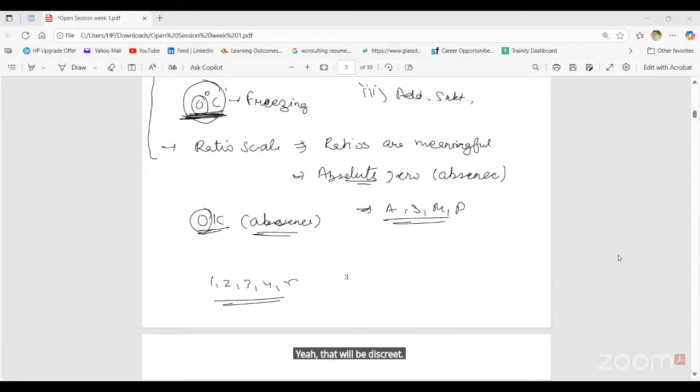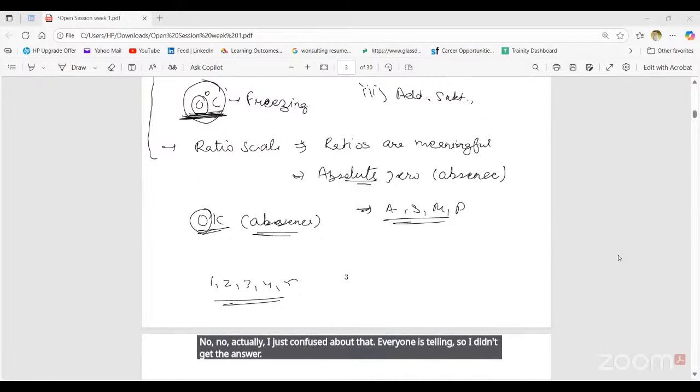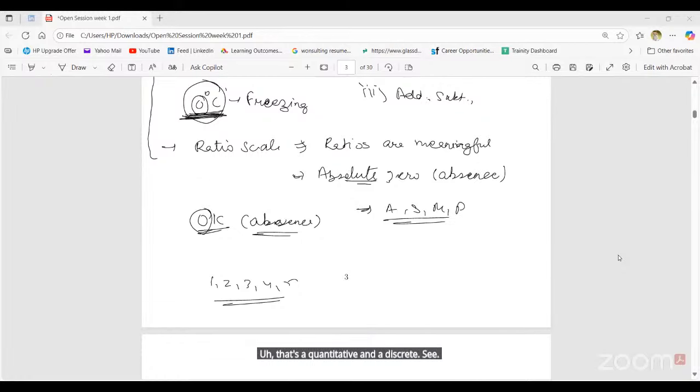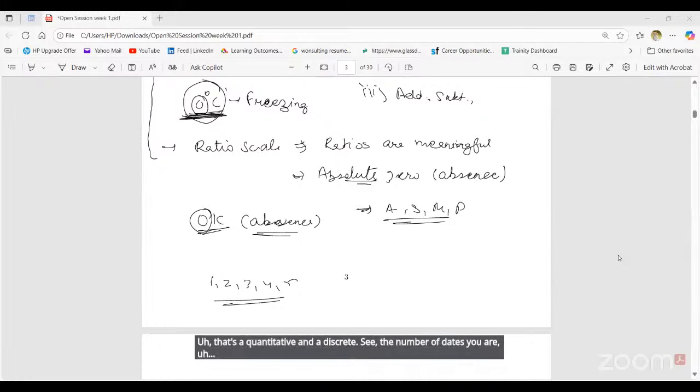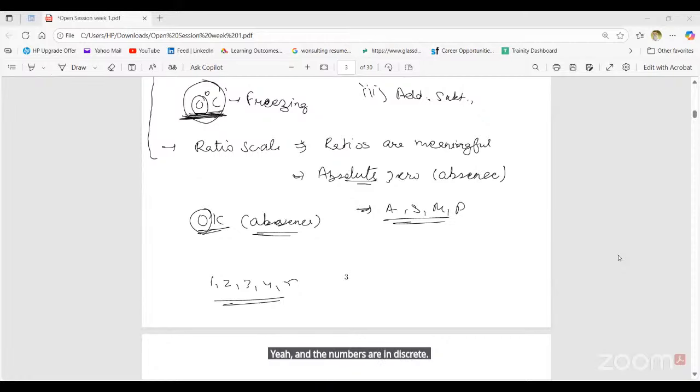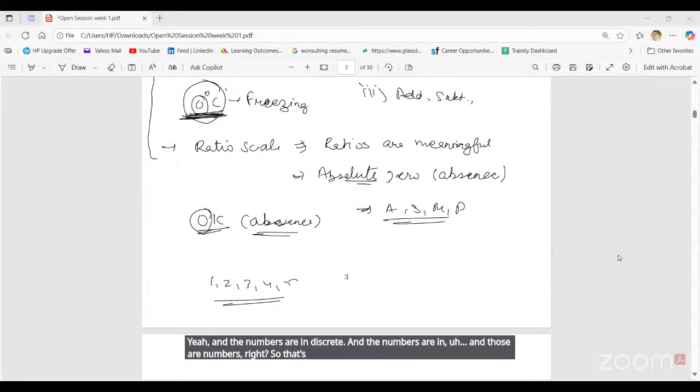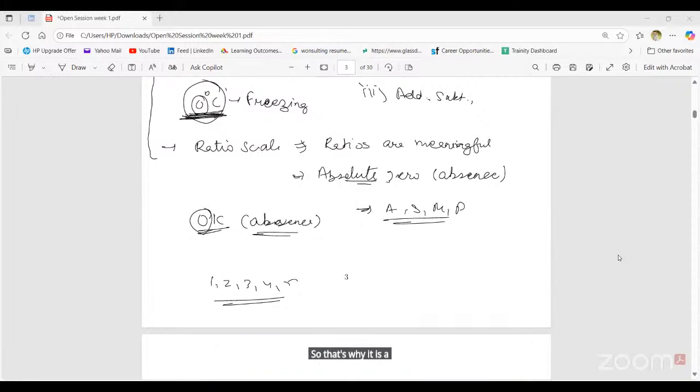Okay, Anurag, your doubt is clear? Actually, I was just confused about that. Everyone is telling different things, so I didn't get the answer. That's quantitative and discrete. See, you are counting the number of days, so that's a discrete thing. Counting numbers are discrete, and those are numbers, so that's a numerical quantity. That's why it is quantitative data. Okay, it's clear.